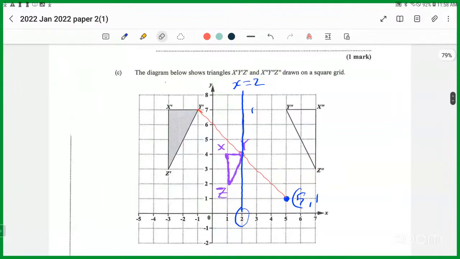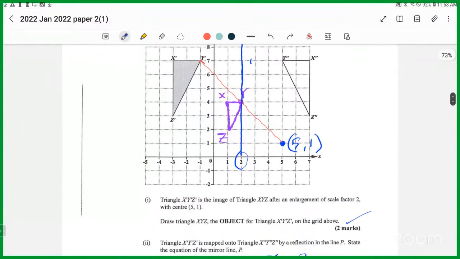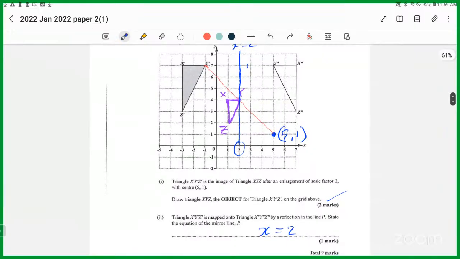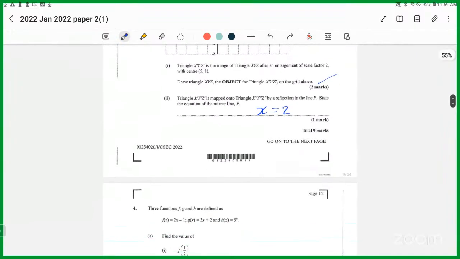I like this question. It's a nice question to practice. You have to do a reverse transformation here, or inverse transformation, as I should say. The inverse of an enlargement of scale factor 2 is an enlargement of scale factor half from the same center. So just half the distance to get where the object is. Alright, that finishes that question.